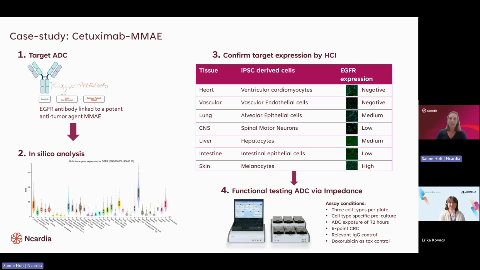We had a look at target expression by ICC. So we stained the cells and looked at expression of the target, one to then be able to link it to the functional readout, but also to be able to see that the cells are indeed representing what is reported in literature in terms of target expression. We then ran the ADC on the impedance, and we did this for 72 hours in a CRC with all the relevant controls.